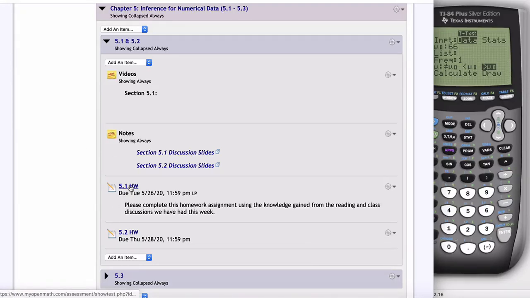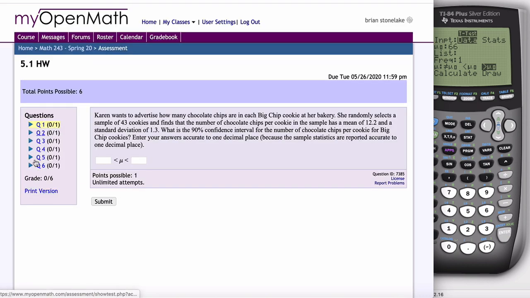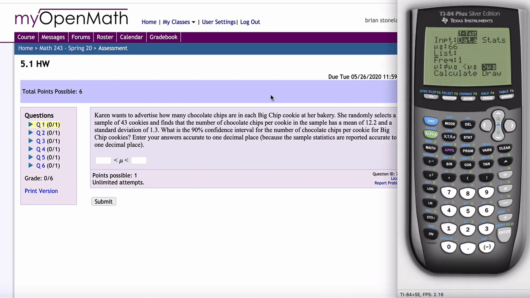All right, here's the 5.1 homework. See, it's not too long. It's got, what, 5 or 6 problems, something like that. There they are. And you will see problems that are both confidence interval and hypothesis testing. So you'll be using both the t-interval and t-test functions in your calculator on this homework assignment.